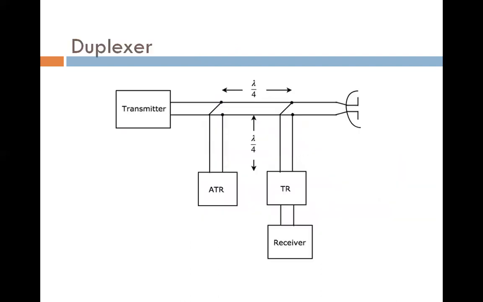Now next is the duplexer. See the figure to see exactly what a duplexer is. In this duplexer there are two switches, the ATR switch and the TR switch. So what is a TR? TR is the transmitting switch and ATR means anti-transmitting switch. This is mainly used in radar, so the same antenna works as a transmitter and also as a receiver. So when we apply the power, what happens?